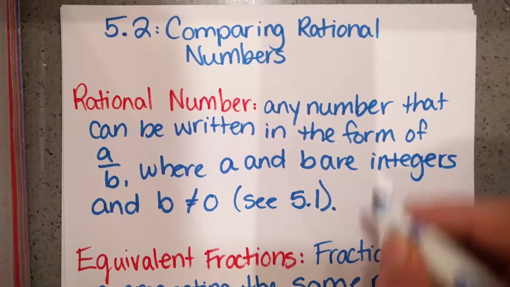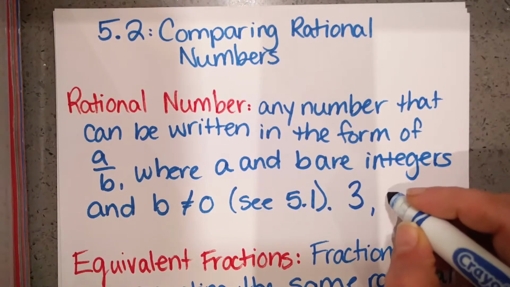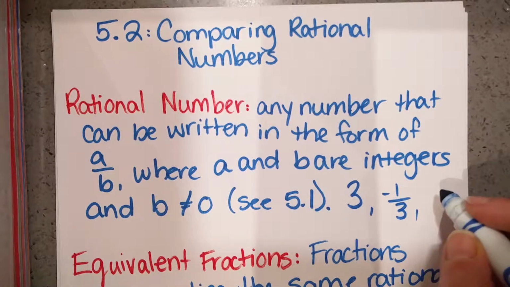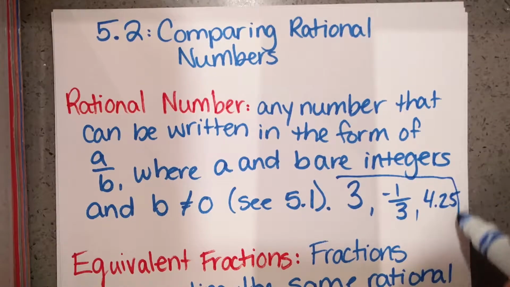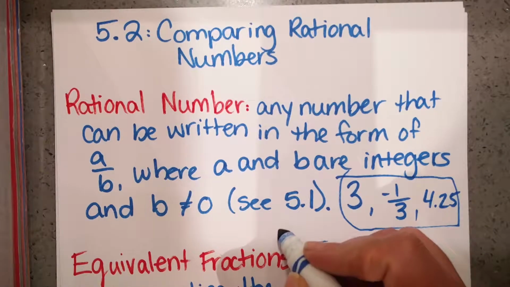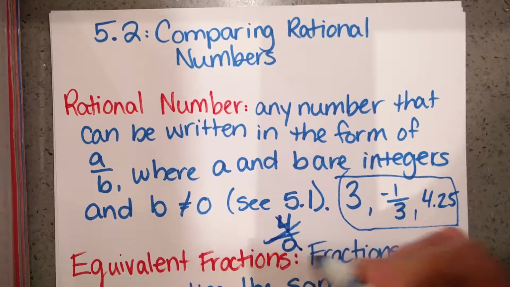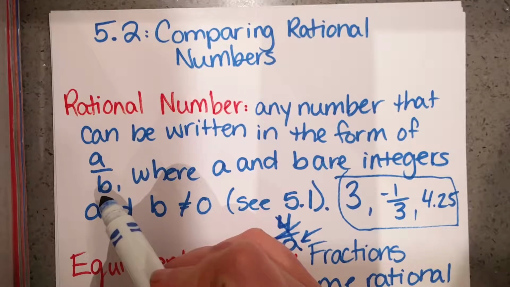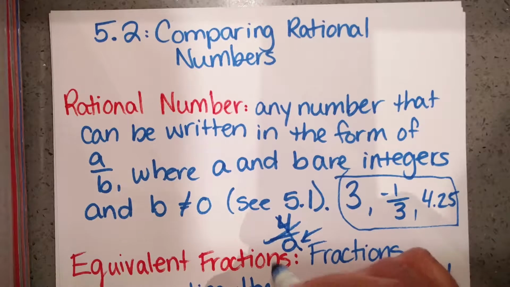So for example, I can take the number 3, that is an integer. I can take the number -1/3. I can take the number 4.25. Sorry, I'm calling them integers, but what I mean to say is that they're rational numbers. If I were to have a number such as 4 over 0, this is not a rational number because you can see that at the bottom we have 0, and over here it says B, so the denominator cannot equal 0. So not a rational number over here.